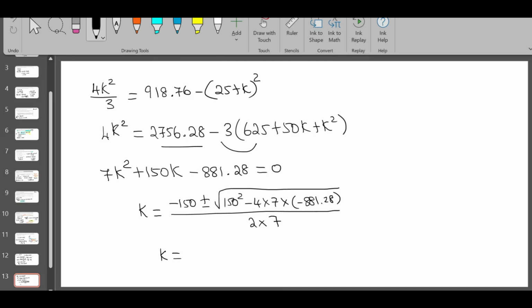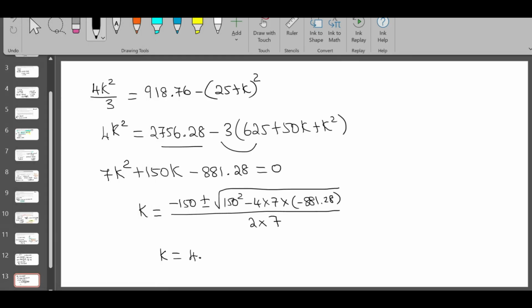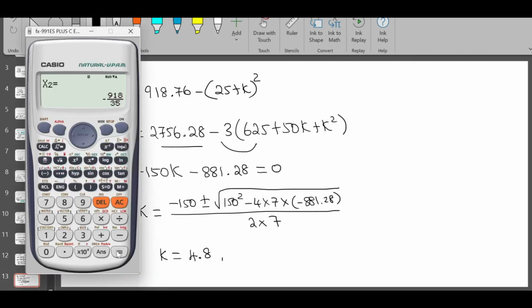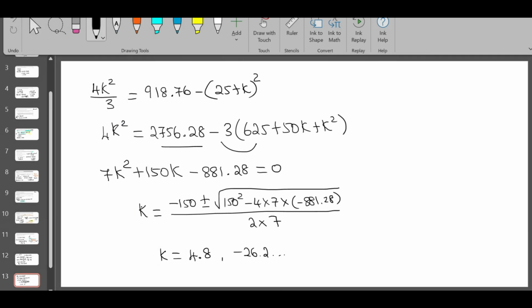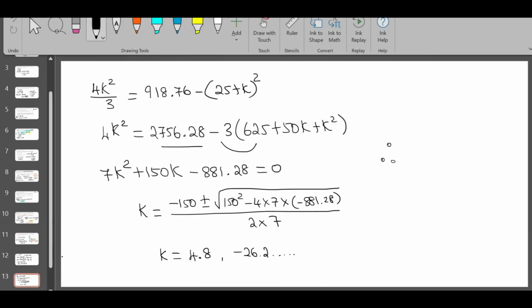Now let's use the calculator to get the value of k. 53750 minus 881.28. You get 4.8, and the next one is a negative number, negative 26.2, etc. And the question clearly says k is positive, right? So we can write, therefore, k is equal to 4.8. That's all.